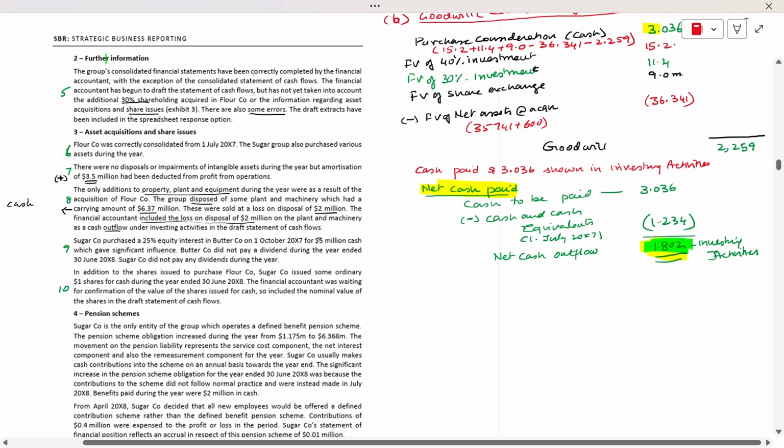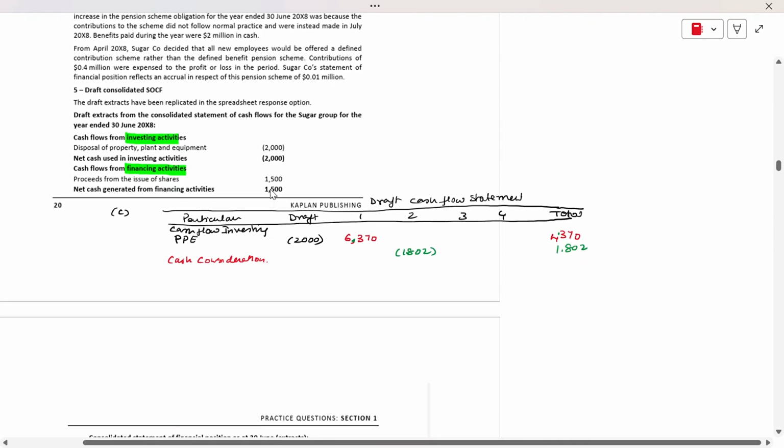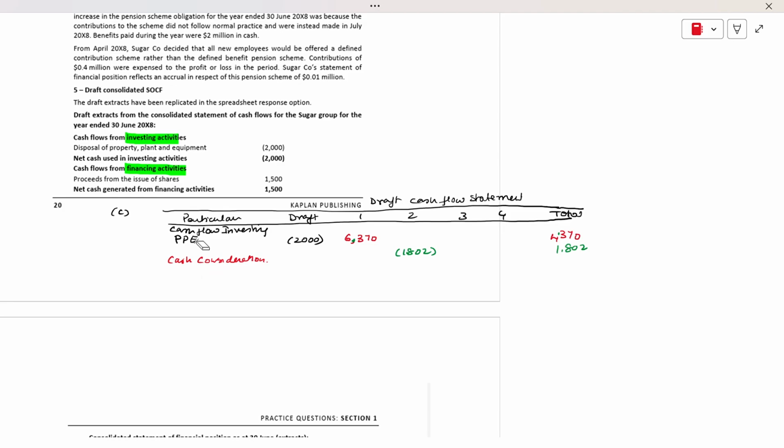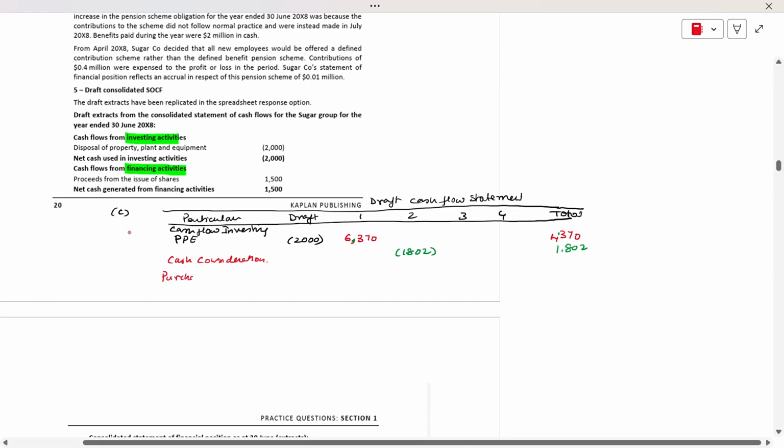What is given? Read point number 9. Sugar purchased a 25% equity interest in Butter. How much have they paid in cash? 5 million. It is a cash outflow. Is it purchase? Purchase of Butter.